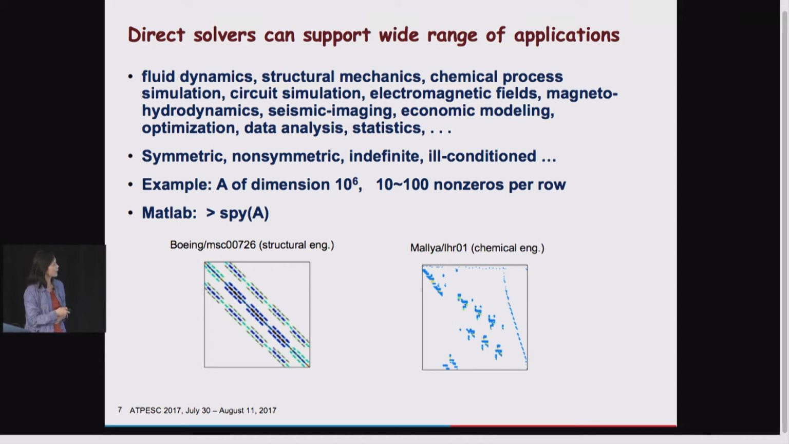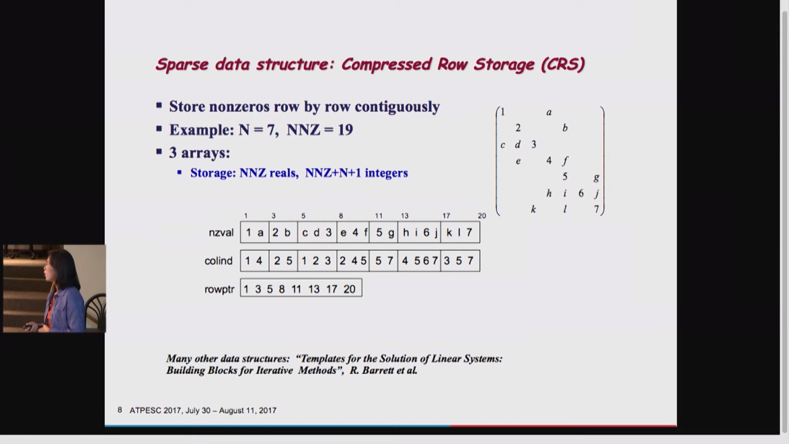And certainly, depending on the application, you could have a very well-structured problem. And sometimes, for the chemical engineering application here in this case, the sparsity pattern could be very irregular. So the code needs to be able to accommodate all these different structures. So then the first question is, what data structure do you want to use? And very often we use some kind of compressed representation.